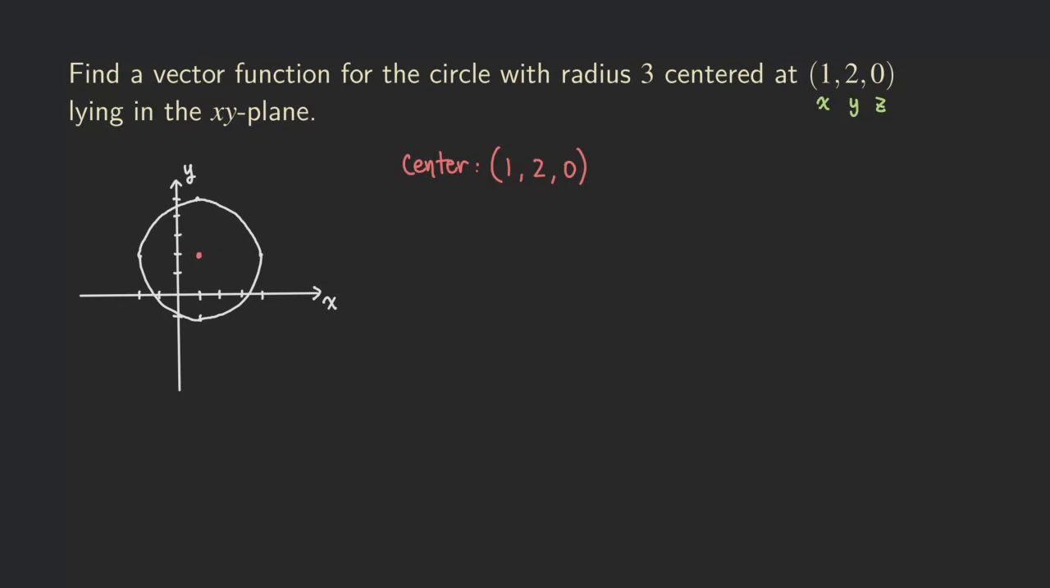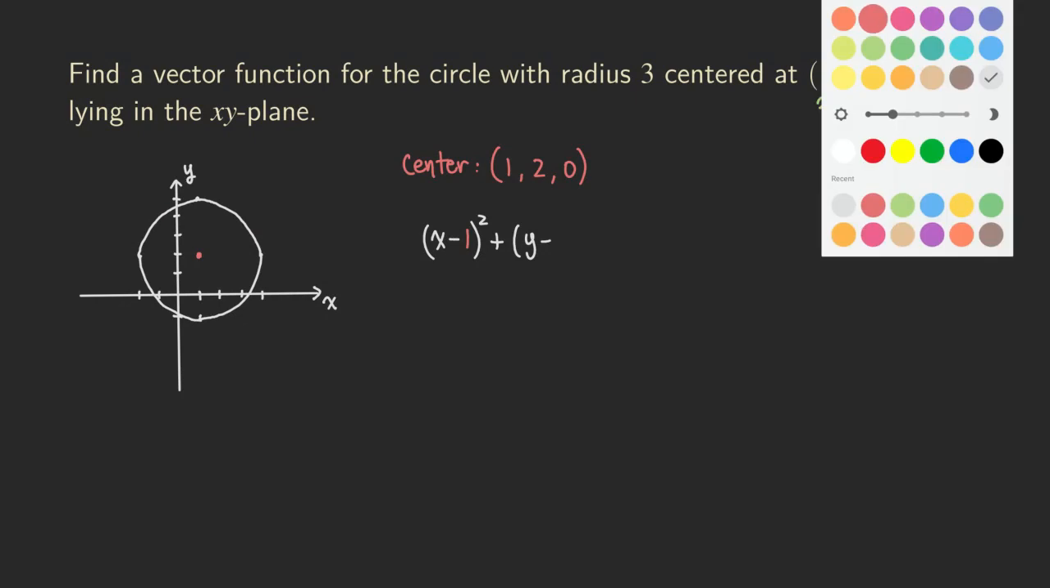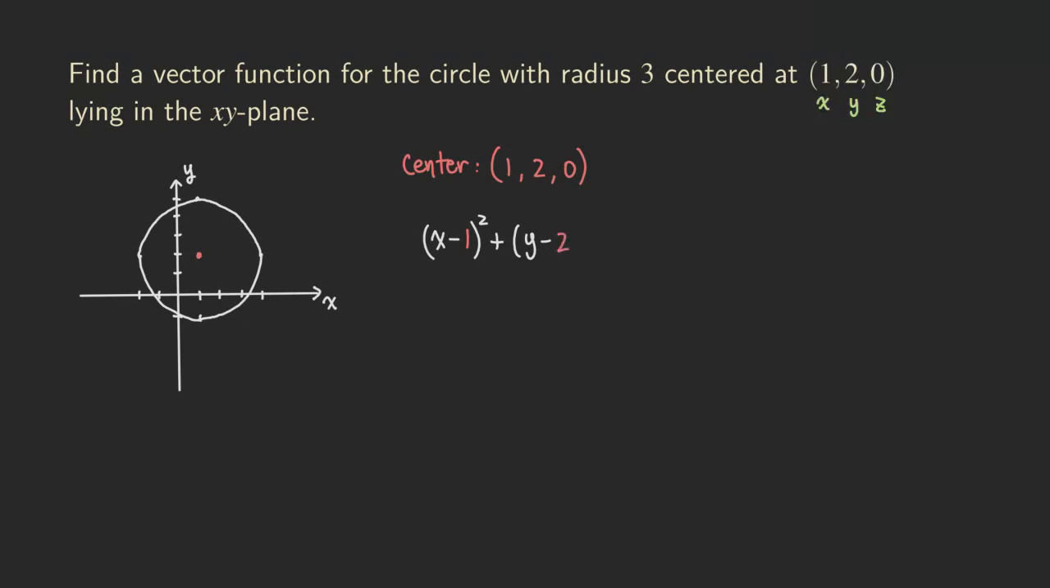Okay, so now our goal here is to find a vector function for the circle, or a parametrization for the circle. How do we do that? First, we can come up with the Cartesian equation for the circle. In this case, it's really simple. It would be x minus 1, the x value of the center, plus y minus 2, the y value of the center. And there is not a z value in there because we are not talking about a surface. We want a curve, so now we just have that.